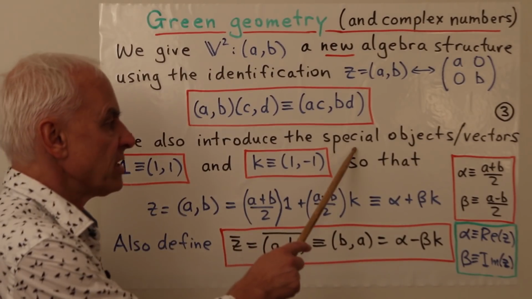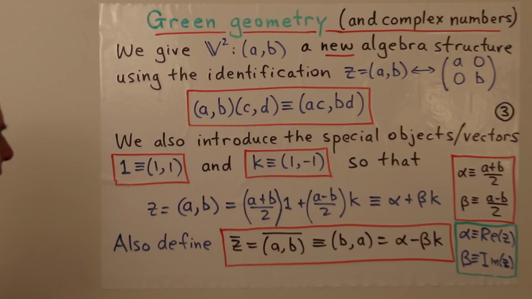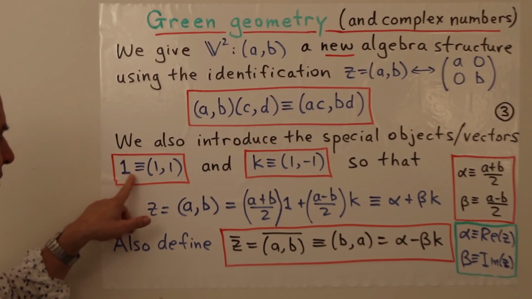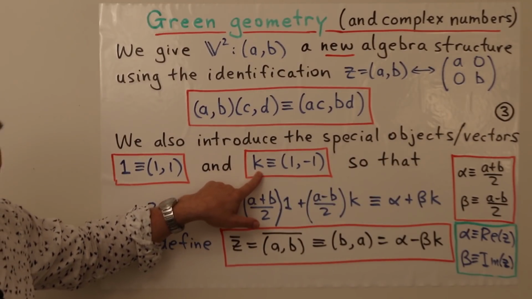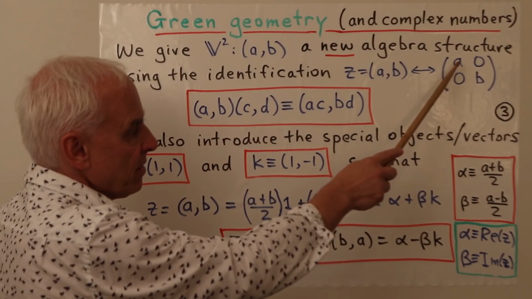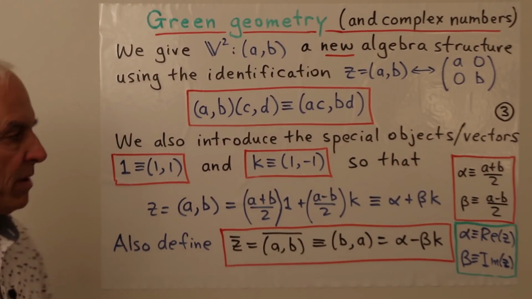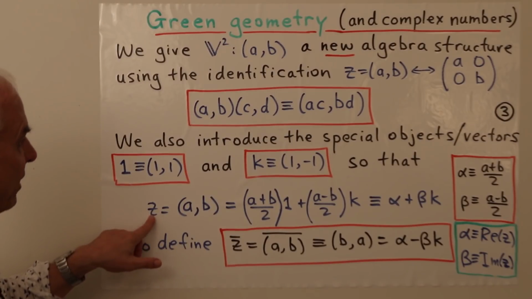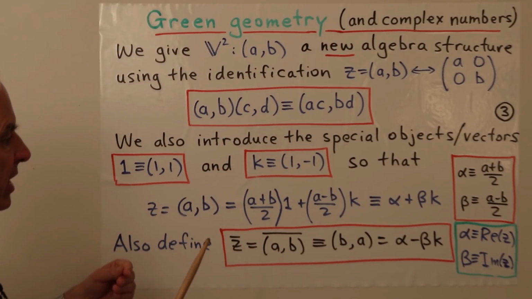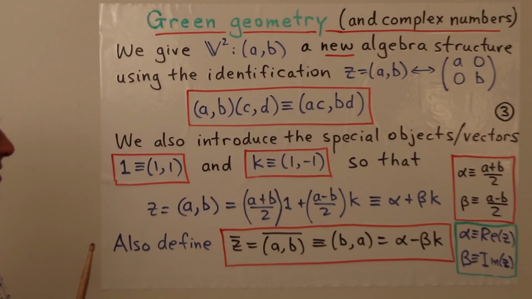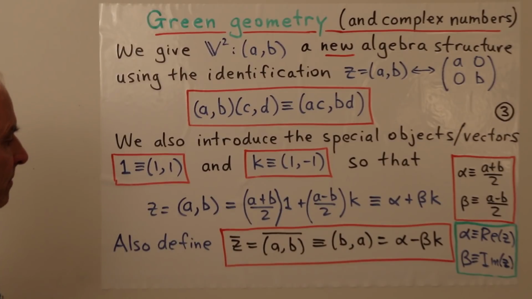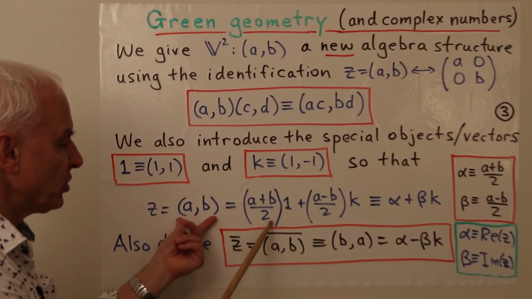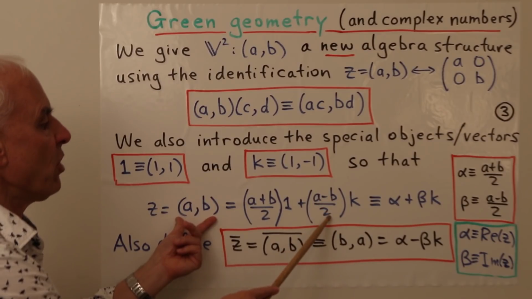We're also going to introduce special vectors. The vector 1, which is 1, 1, corresponds to the identity matrix, and this vector k, 1, minus 1, corresponds to the matrix 1, 0, 0, minus 1 that we've already talked about. So now we can take a vector, say z, which is AB, and express it as a linear combination of these two. A little bit of thought shows that the coefficients have to be a plus b over 2 and a minus b over 2. So AB is equal to a plus b over 2 times 1 plus a minus b over 2 times k.